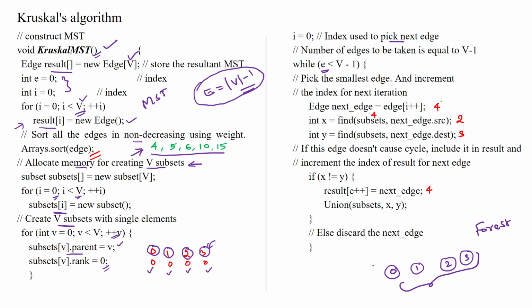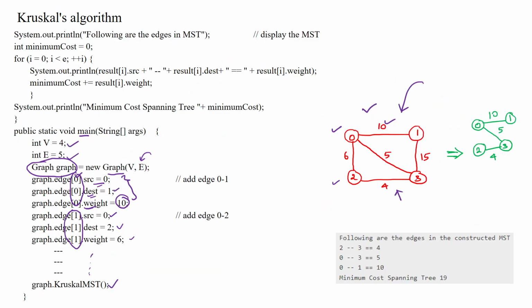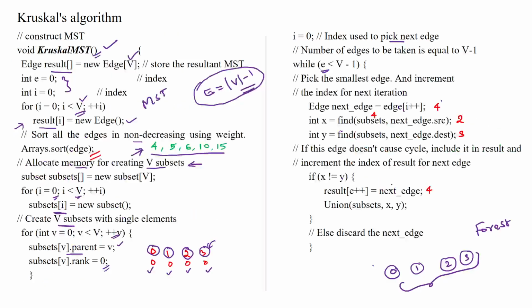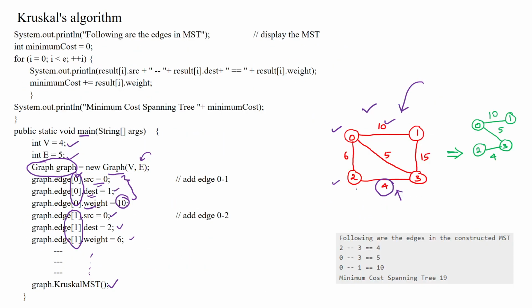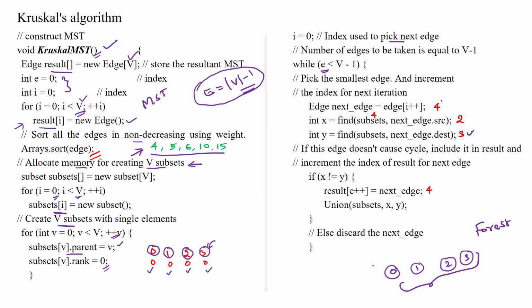Here the minimum edge weight is 4, you look at that. So the minimum weight edge is selected. For that, the source vertex is 2 and the destination vertex is 3. We are taking it in that manner. So 2 and 3 we are calling here for the subset, the next edge's source is 2.